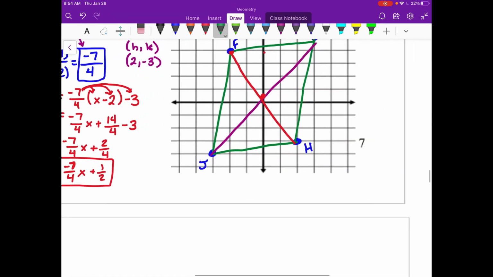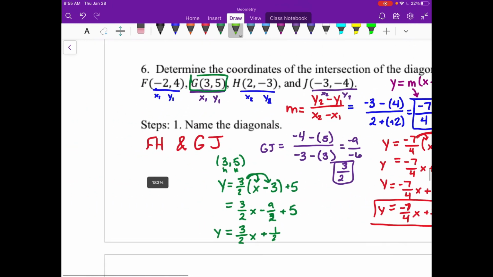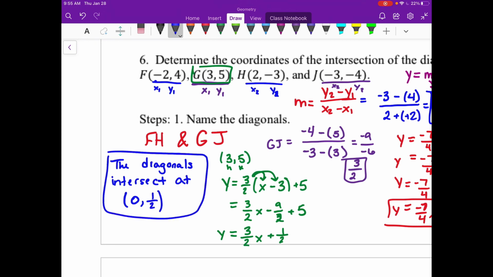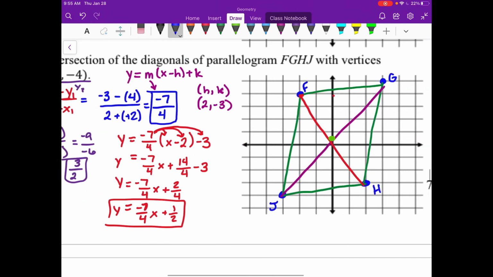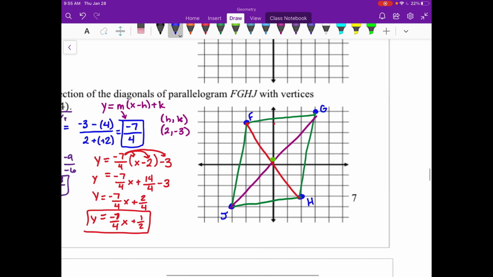Notice how both of my graphs have a y-intercept of 1/2. So they both actually intersect right at that point. So the diagonals intersect at 0, 1/2, where the x is 0 and my y-intercept was 1/2. So that was a weird one. But we needed to find that equation so we could find where they intersected, because our pictures are not always accurate.